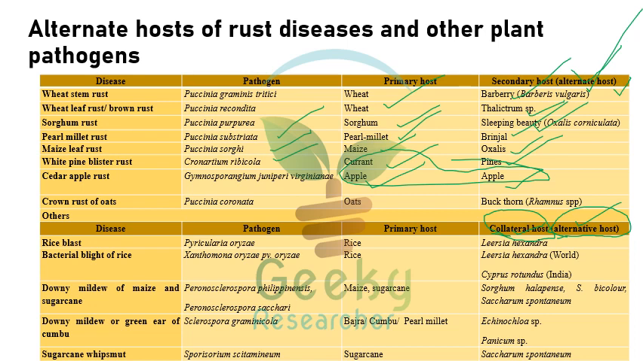And the crown rust of oats, which is called Puccinia coronata. Primary host is oats, secondary host is buckthorn, that is Rhamnus species, and others.